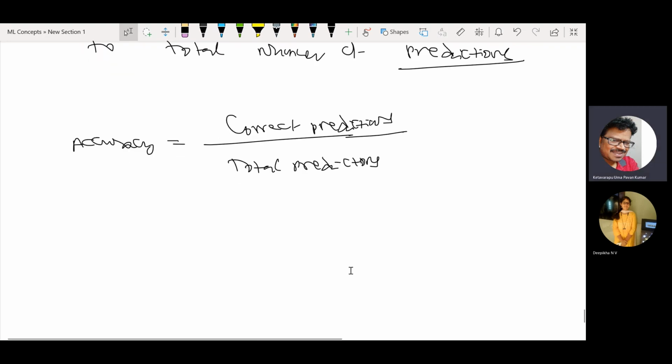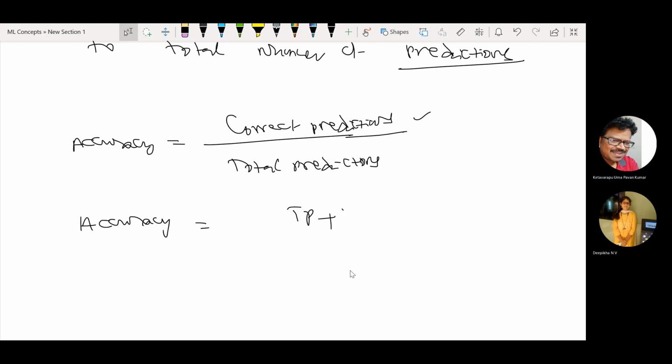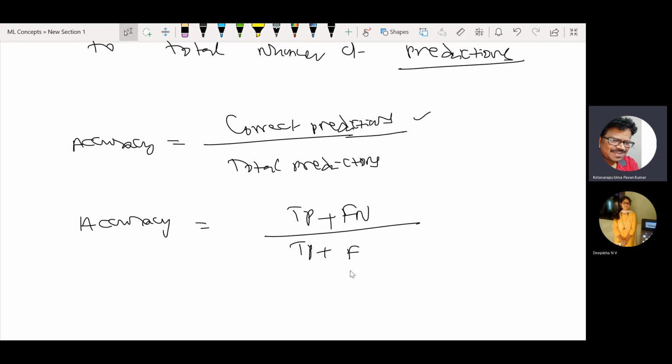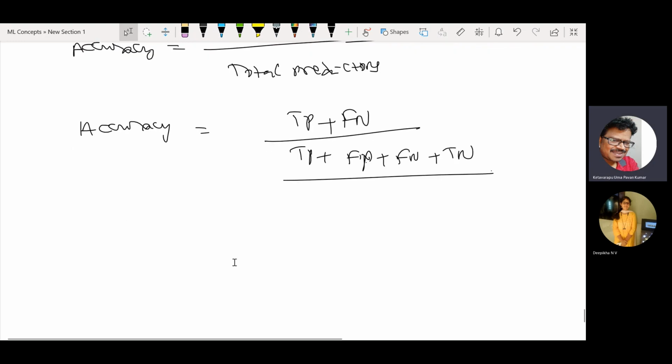Now, in terms of your confusion matrix, guys, I'm making use of the correct predictions. True positive is correct, false negative is correct. Then for the total we take true positive, false positive, false negative, and true negative, because total means everything. Correct predictions are true positive and false negative.